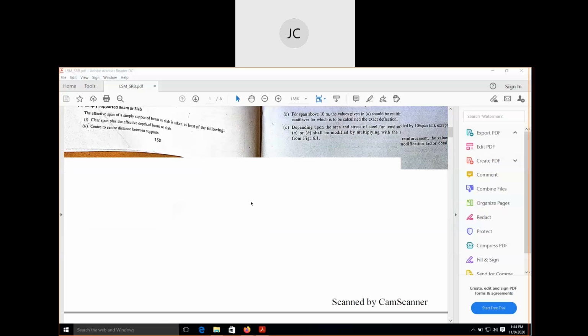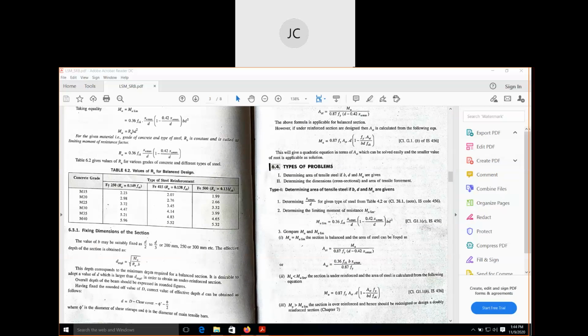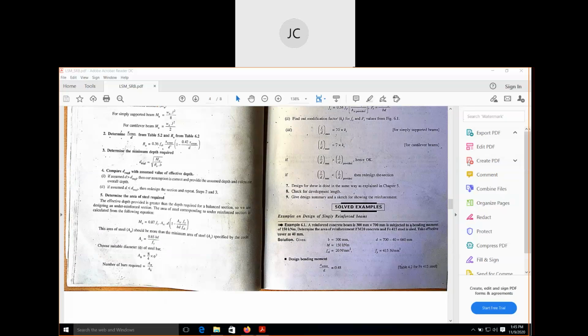Okay, so in the last class we were discussing the design of single reinforcement. I think we have discussed two problems here. Okay, so can you hear me now? So in the last class we were discussing example 6.1.